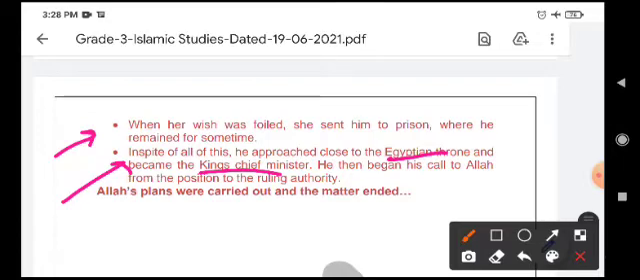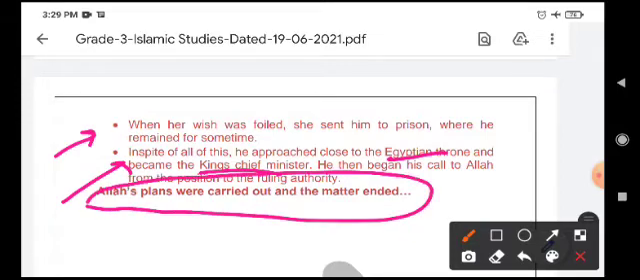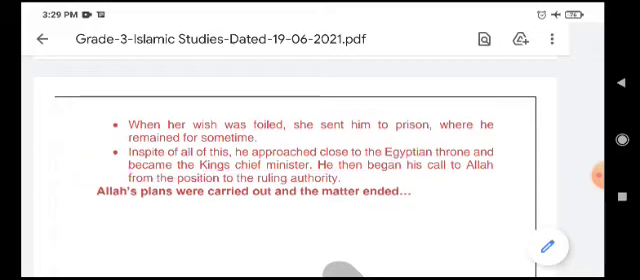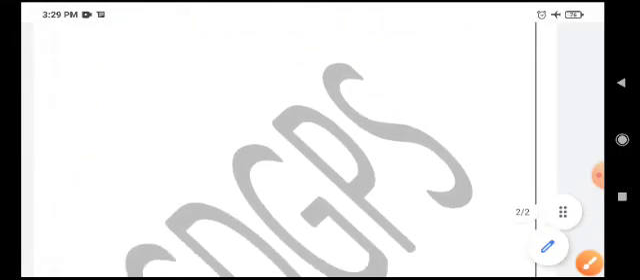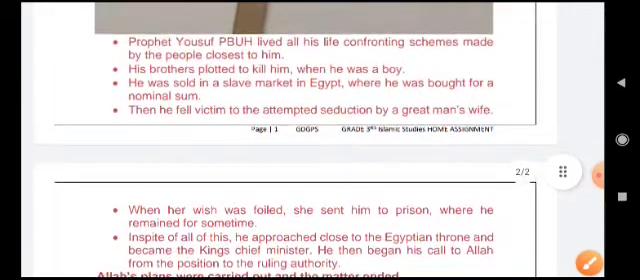So what we learned at the end, he was the king, and Zuleika repented also. She came to know about her wrong intentions and wrong deeds, and she repented to Allah. Now, with this, we get the lesson. Allah's plans were carried out and the matter ended. So, this was the story of Hazrat Prophet Yusuf, alayhi salam.